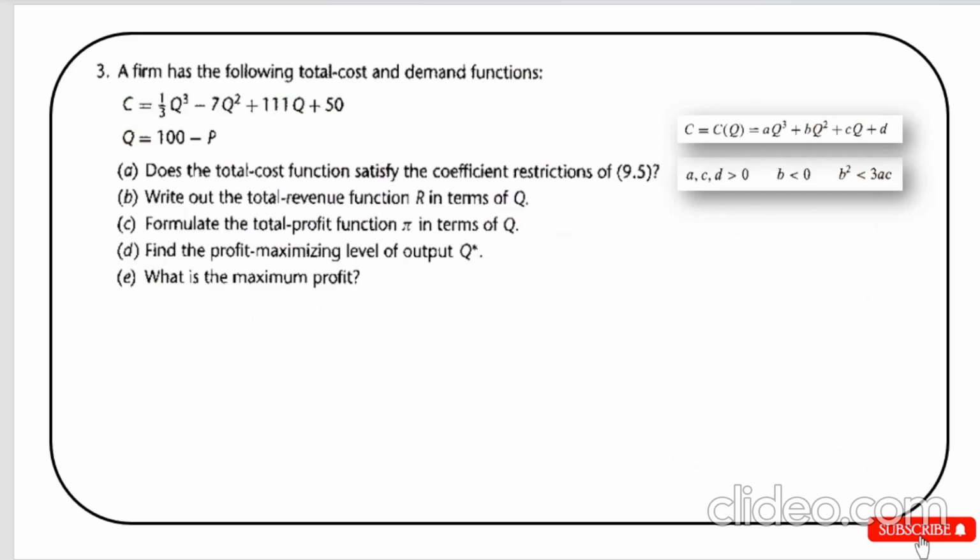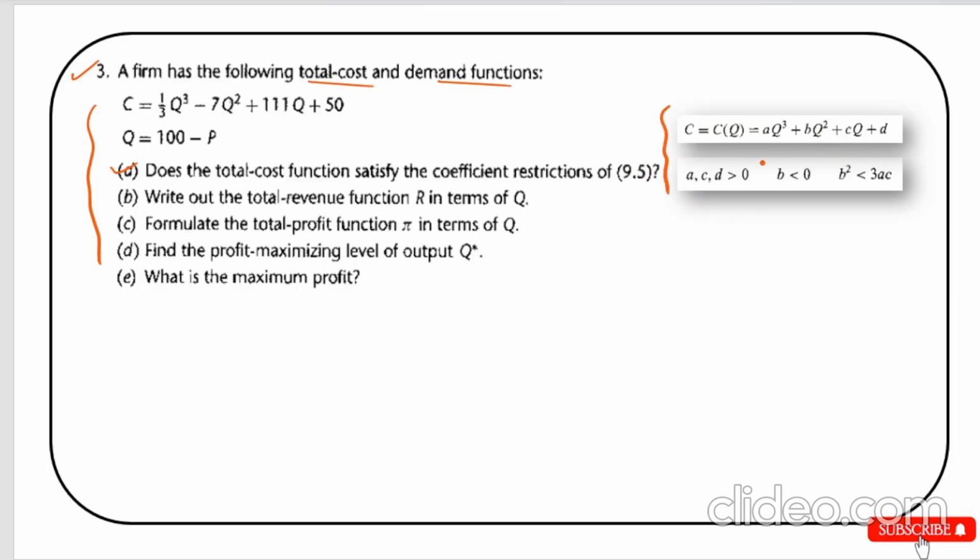Okay. Now, since I have told you that optimization is very important from the economics point of view, I have given you an application in economics using the cost function and the production function. So let's see this question. Question number 3 says a firm has the following total cost and demand function. So the cost function is this cubic function, and this is the inverse demand function that you have. The first question says, does the total cost function satisfy the coefficient restriction of 9.5? It is taken from a book.